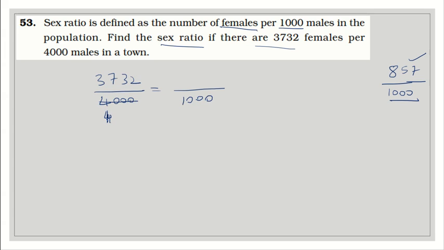So 4 ones are 4, 4000 becomes 1000, cancelling both 3732 and 4000 by 4. So 4 9s are 36, and 1 comes here, 13, 4 3s are 12, and out of 13, 1 comes here, it becomes 12, and 4 3s are 12. That means 933 is the sex ratio to 1000. Okay, this is the answer.